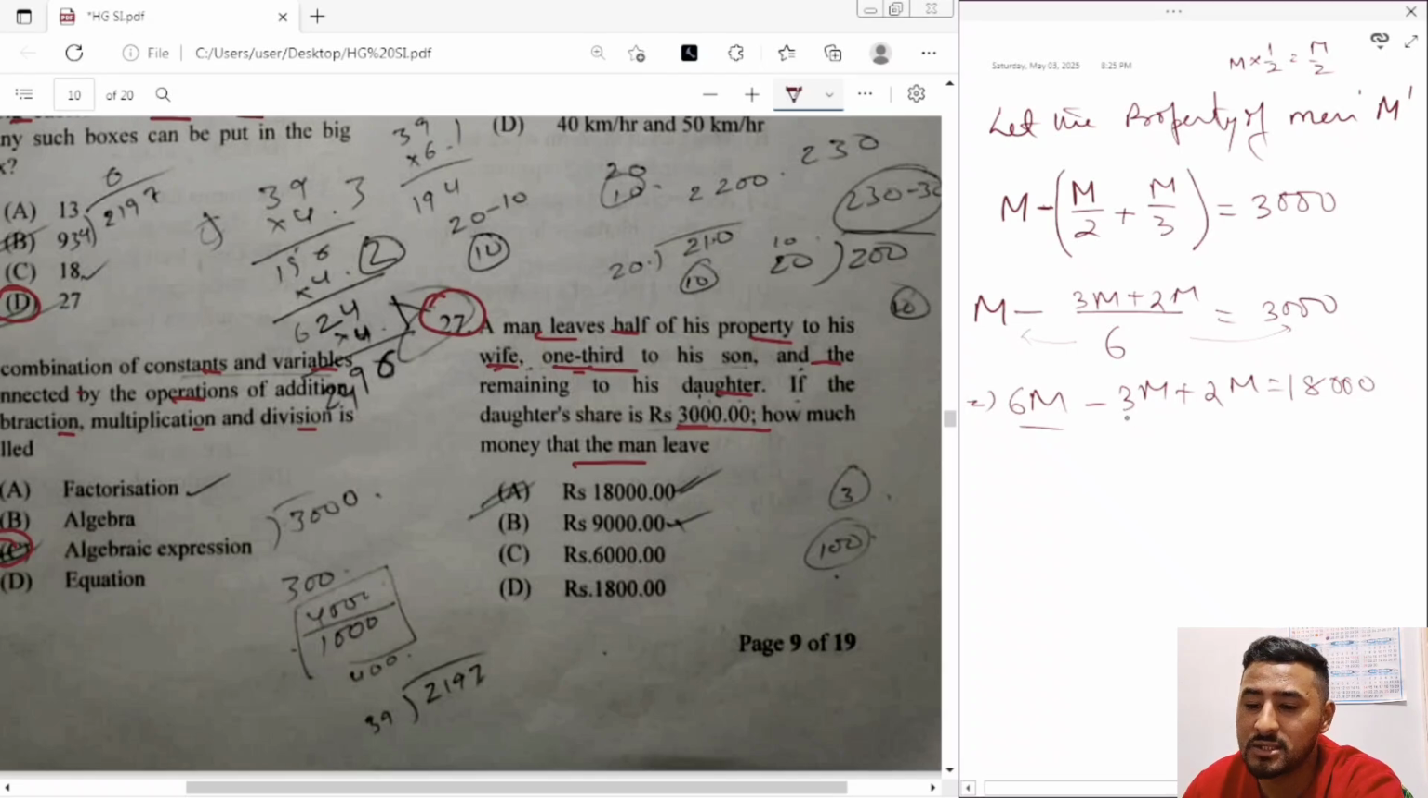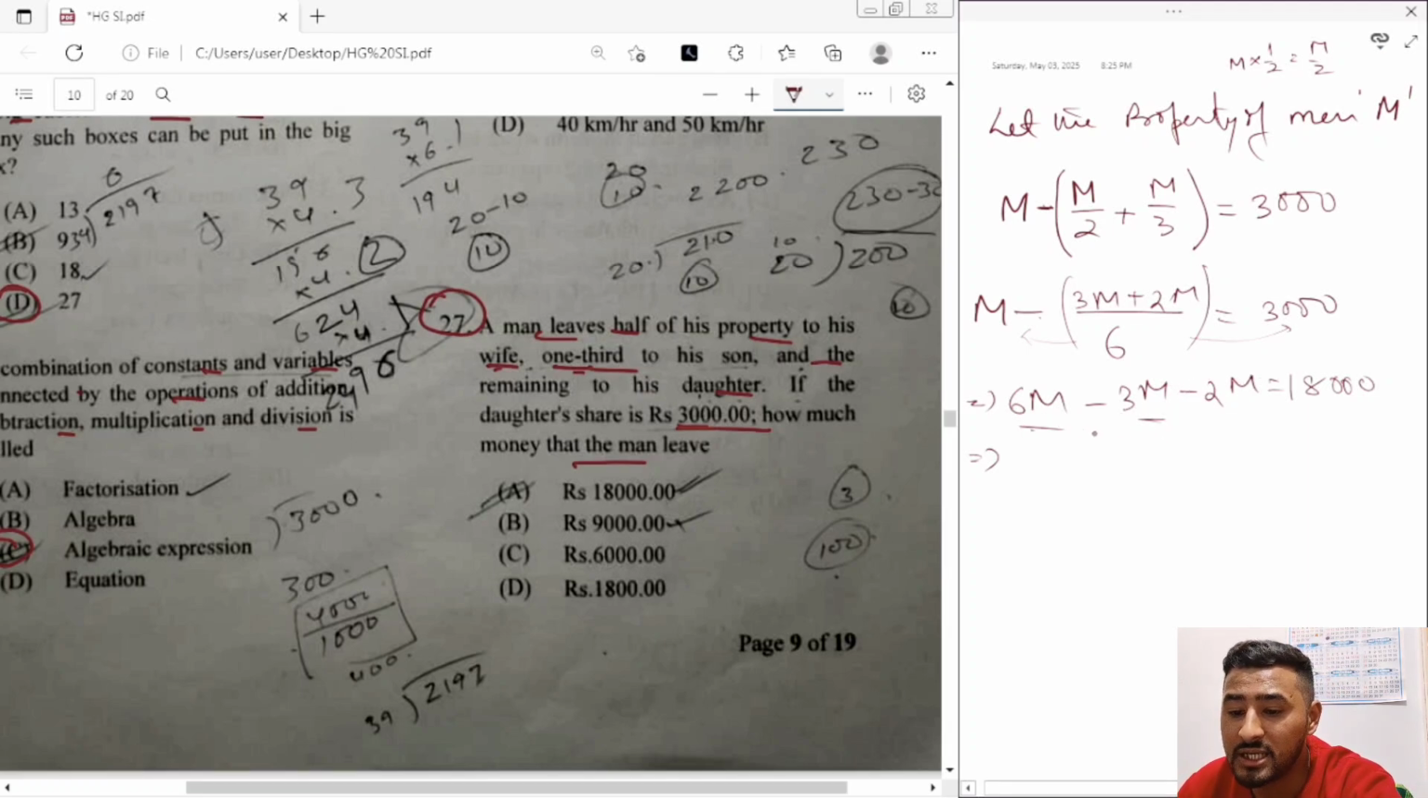Now 6m minus 3m will be how much? It will be 3m plus, oh sorry, this will be in bracket. So it's minus 3m, minus plus, this will be minus. I'm sorry, this will be minus. So be careful with this minus and plus, you might get different answers.